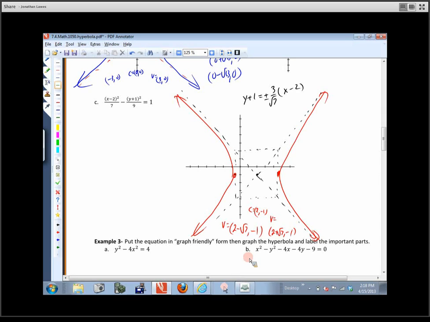Okay. So we've got the center, the vertices, we've got the asymptotes labeled. What else do I need? Foci. What's nice about this one? You get 16 equals c squared, so c equals 4. So we're going to go 4 units over here and 4 units over here. That puts me at (6, -1) for one focus and (-2, -1) for the other focus. Okay, are there any questions?